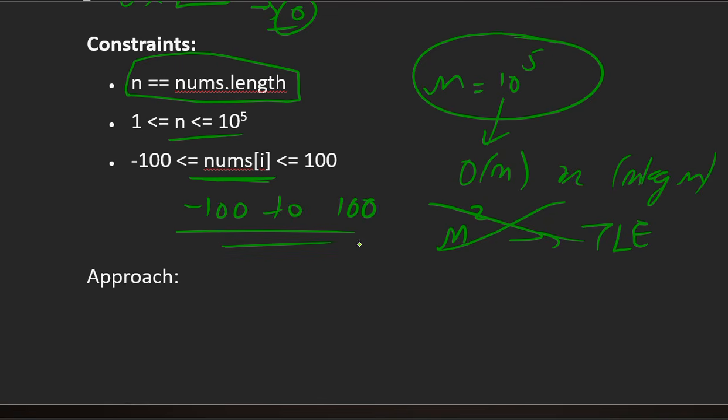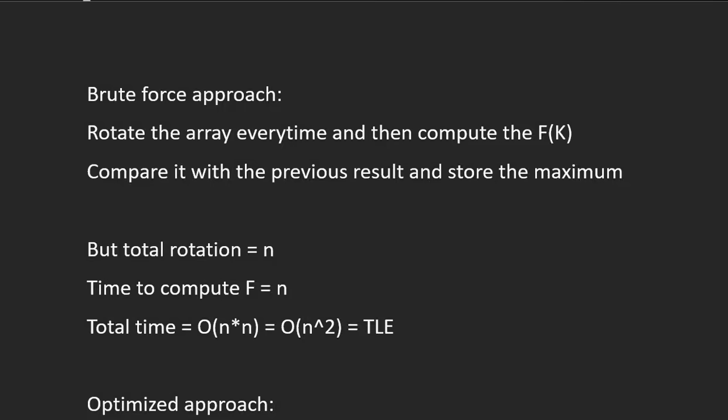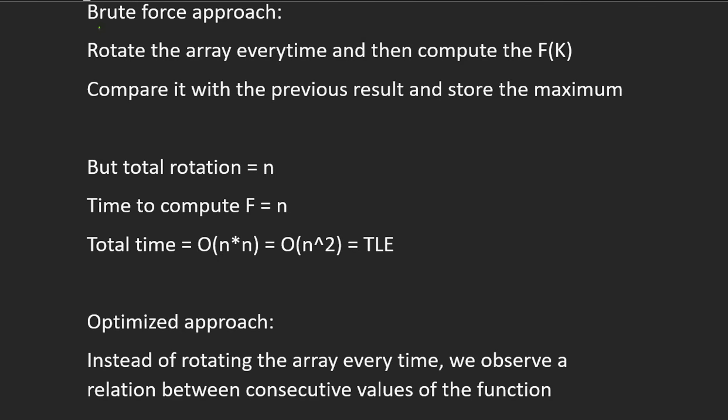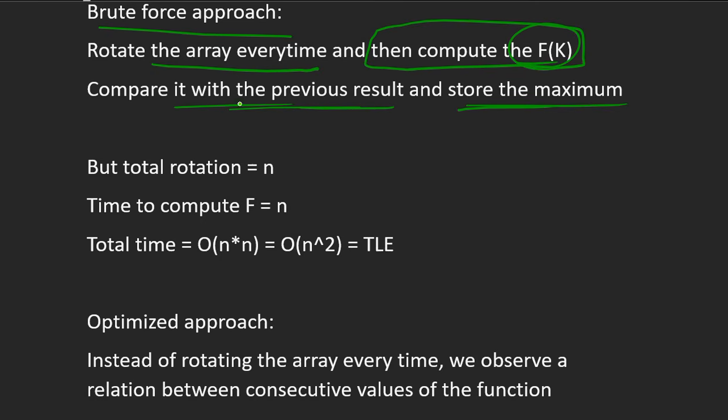So let's see the approach part. First we will see the brute force approach. What we have to do is rotate the array every time, compute the rotation function value F(k), compare it with the previous result, and store the maximum every time. If the array has n elements, the total number of rotations will be n only, right?